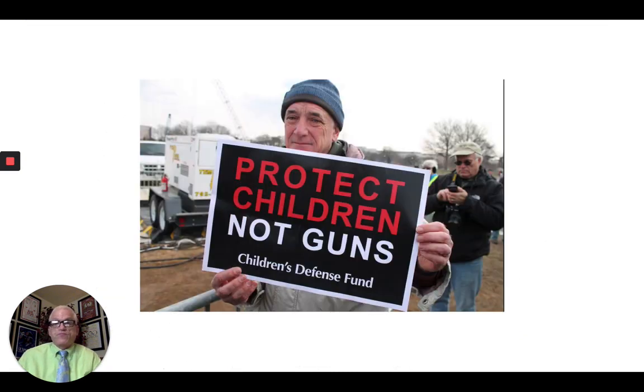The first one is a man holding a sign, protect children, not guns. What do you think? The answer to this is false dilemma. It suggests we have two choices. We can either protect children or you can own guns, but there's no in between.